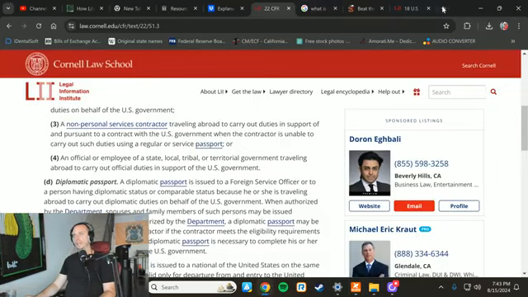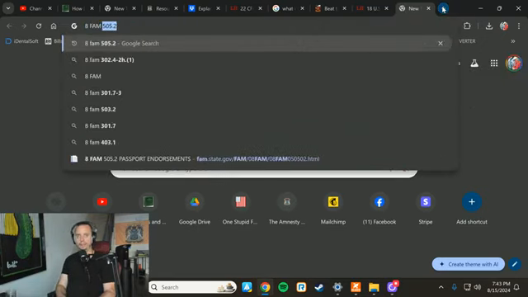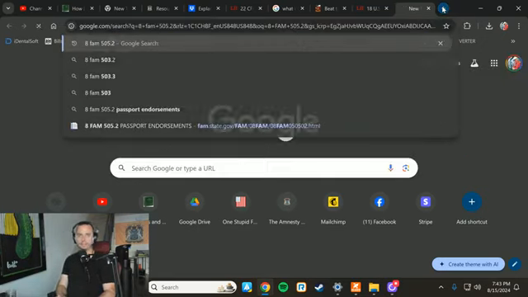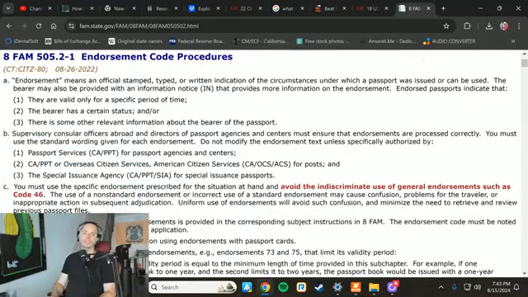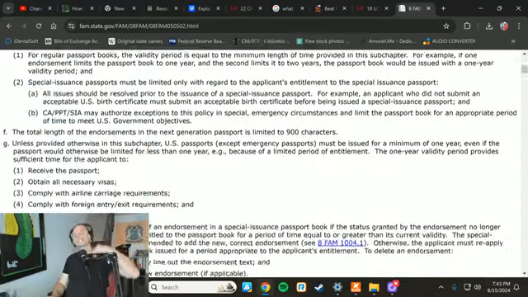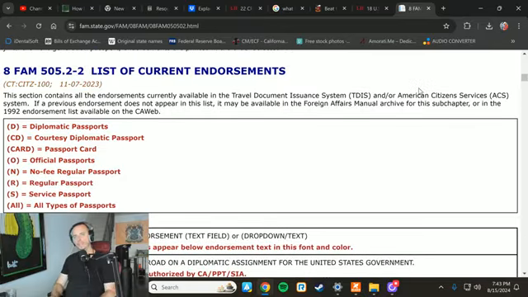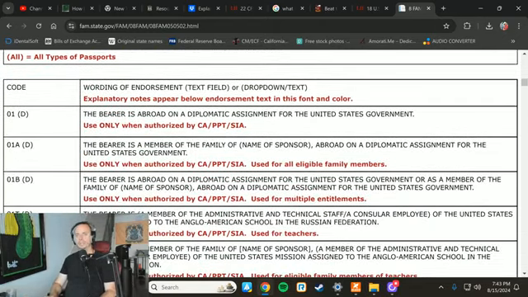Now, if we go to 8 Foreign Affairs Manual, FAM 505.2, this is, as you can see here, unclassified, right? This is the endorsement codes, END dot. We're going to go down here to the list of current endorsements. We got the whole list right here. D means diplomatic. Card means passport card. O means official. N means no fee regular. R means regular. S means service. And then we scroll down and it has all these different codes.